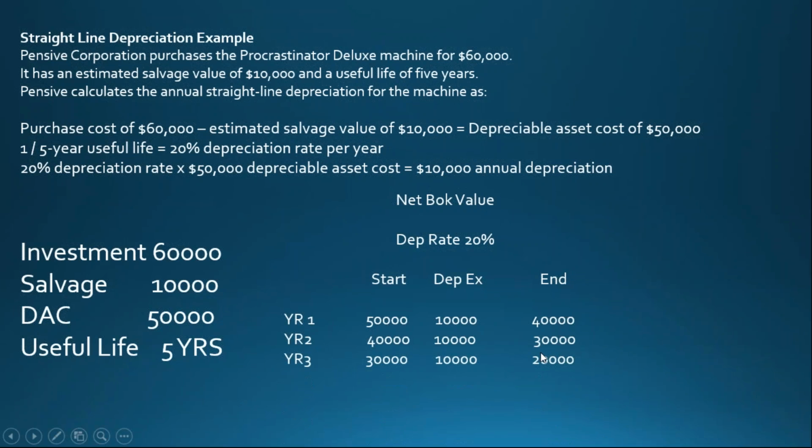We're down to 30, and so on until we get down to the final year. At year 5, the depreciation expense takes us to 0. Every one of these formulas takes you to 0. That's what you're doing. You're depreciating a piece of equipment to 0. So that's now you know you did it right.